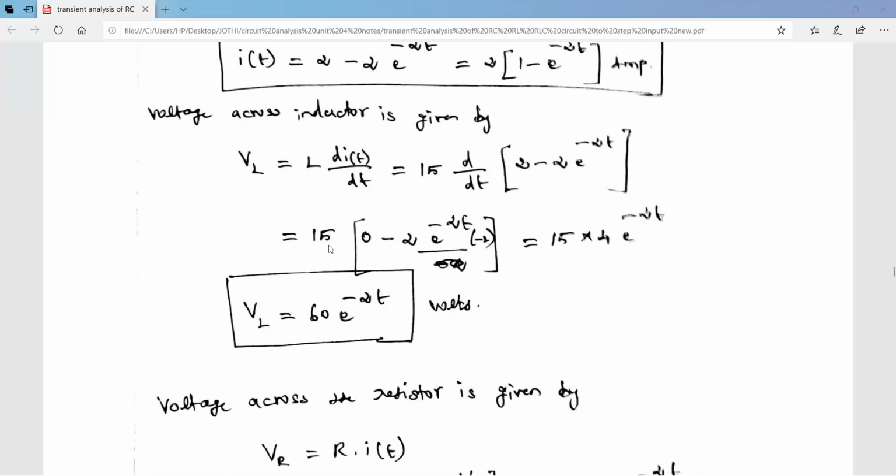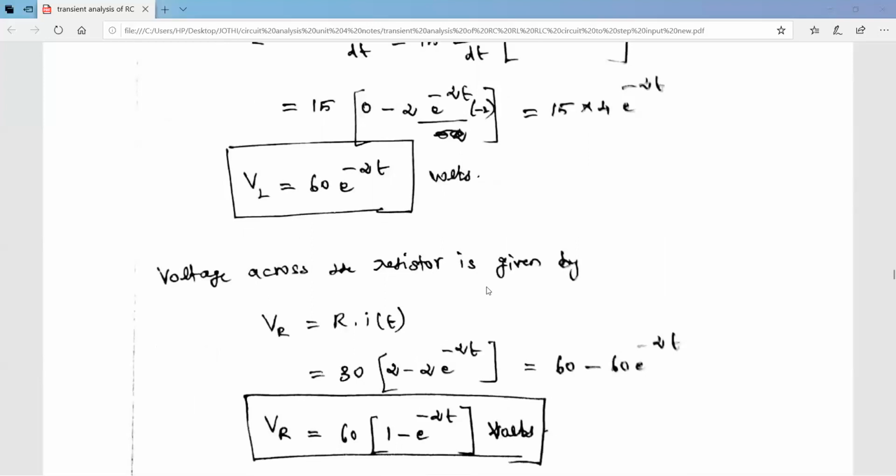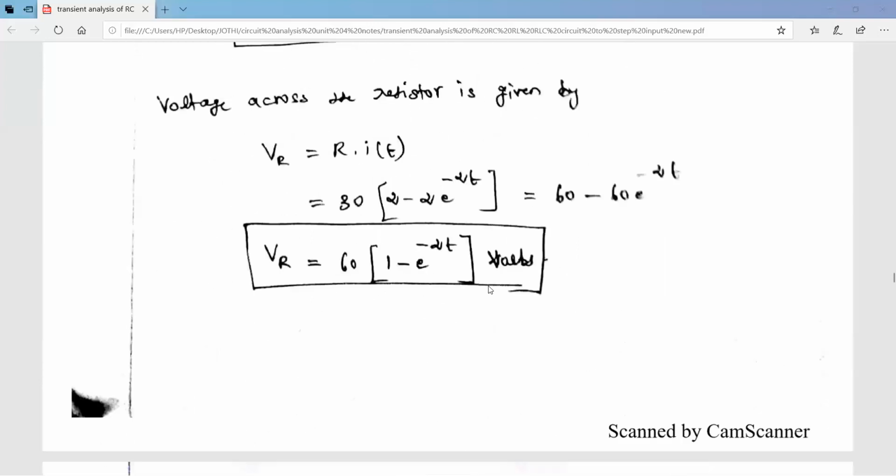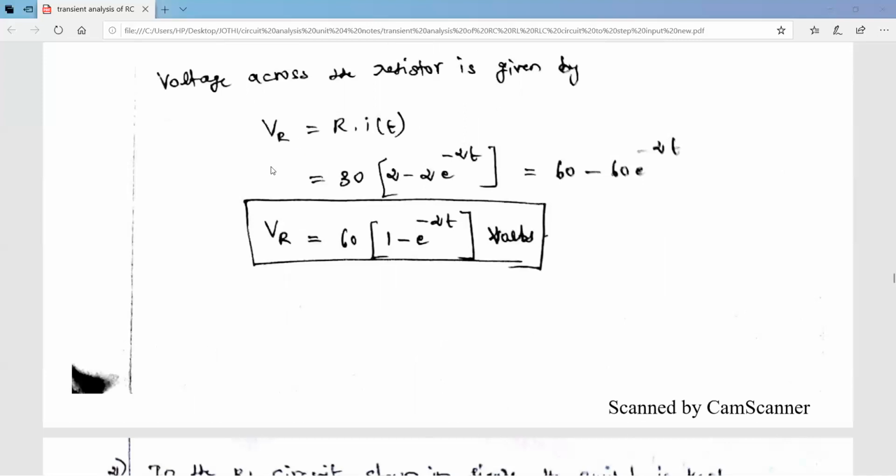Similarly, the voltage across the resistor is given by VR equal to R into I of t. What is the value of R given? It is 30. What is the expression for I of t? 2 minus 2 into e power minus 2t. You just multiply: the 30 goes to both terms, so we get 60 minus 60 into e power minus 2t. Taking 60 as common, we can write it as 60 into 1 minus e power minus 2t. This is the voltage across the resistor.